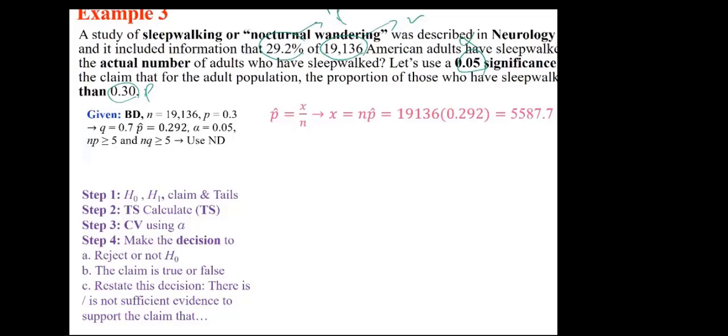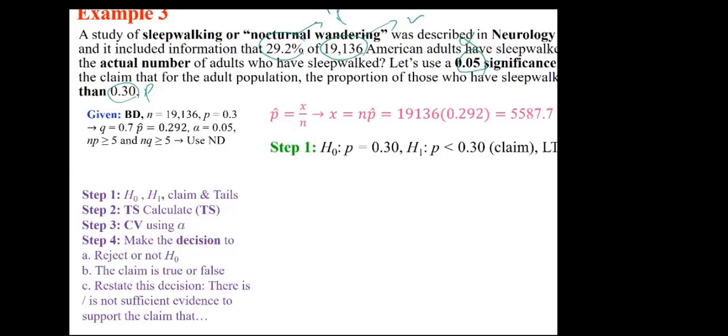H0: P equals 0.3 and H1: P less than 0.3. That is a left tail test. And that happened to be the claim also because we are checking this claim. Step 1, H0: P equals 0.3, H1: P is less than 0.3. Why is that the claim?